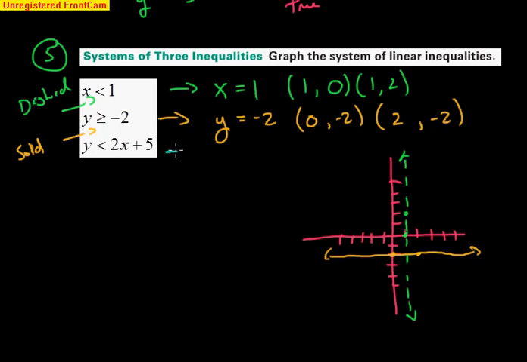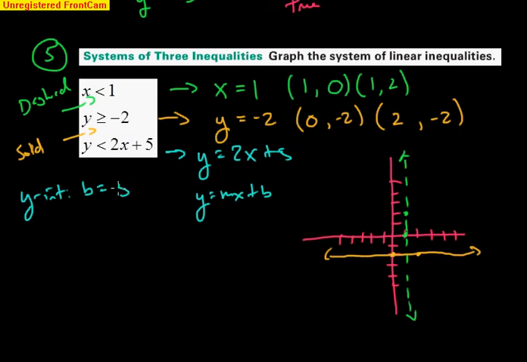And then lastly, I'll use the blue. y is equal to 2x plus 5. This is in slope-intercept form, y equals mx plus b. So over here, I will identify the y-intercept. The y-intercept is the b value, and the b value is 5. This is the y-axis, so I go up 5. 1, 2, 3, 4. Up 5.